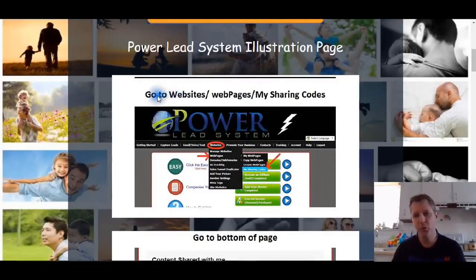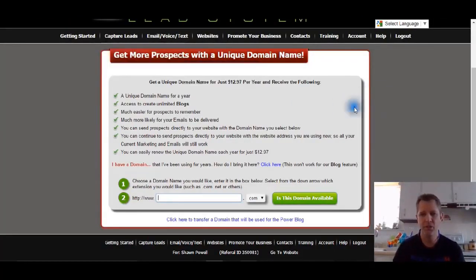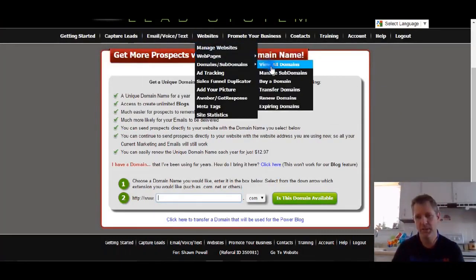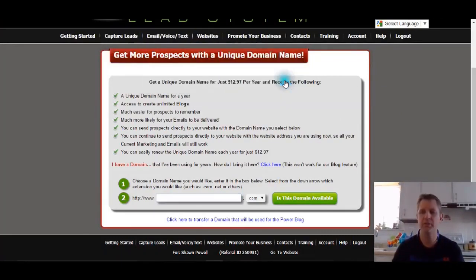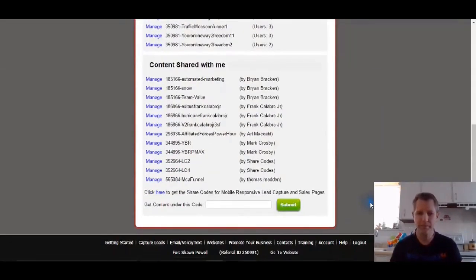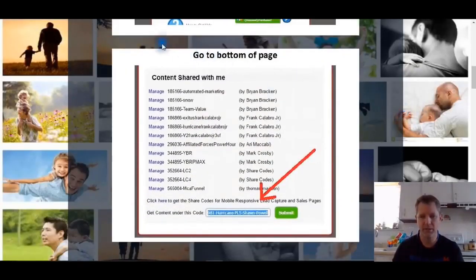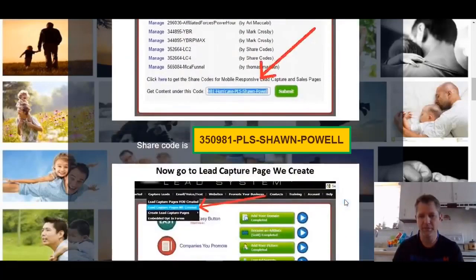Okay, so this is going to website, web pages, my sharing codes, and we're going to put in my share code, the one I created. So we're going to come down over here, go to websites, web pages, and go to my sharing codes. Alrighty. Now, at the very bottom of the page is where you're going to be seeing this right here. You're going to be typing in a share code. Now, this share code is right here.